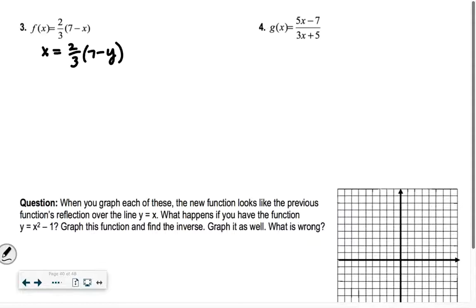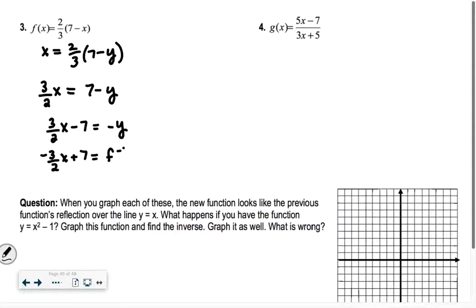Okay, this one's not super hard. You could distribute the 2/3 first if you want to. It doesn't matter. Or you can get rid of the 2/3 by multiplying by what? Yeah, 3 over 2, the reciprocal, right? So I'm going to multiply by 3 over 2 on the other side. So I have 3 over 2x equals 7 minus y. And then I subtract my 7 over, so I have 3 over 2x minus 7 equals -y. And I want to get rid of that negative, so I'm going to multiply by -1 on both sides. So I get -3 over 2x plus 7 equals y. So that's our f inverse of x.